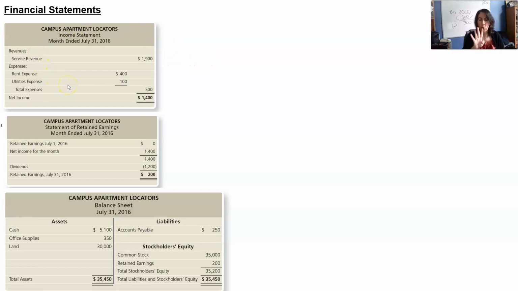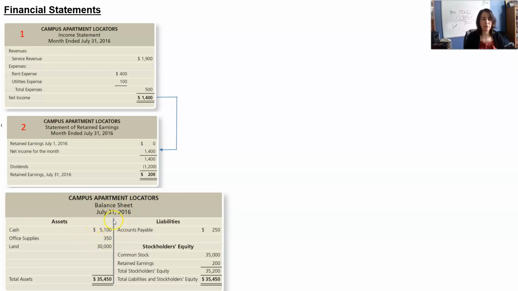There's really 4 required financial statements. We are only focusing on 3. The 4th one you will cover in managerial accounting. It's just the way we split it up. The 3 major financial statements are the income statement, which you're going to prepare first; the statement of retained earnings, also referred to as the statement of stockholders' equity or statement of shareholders' equity, same thing; and the last one is the balance sheet.